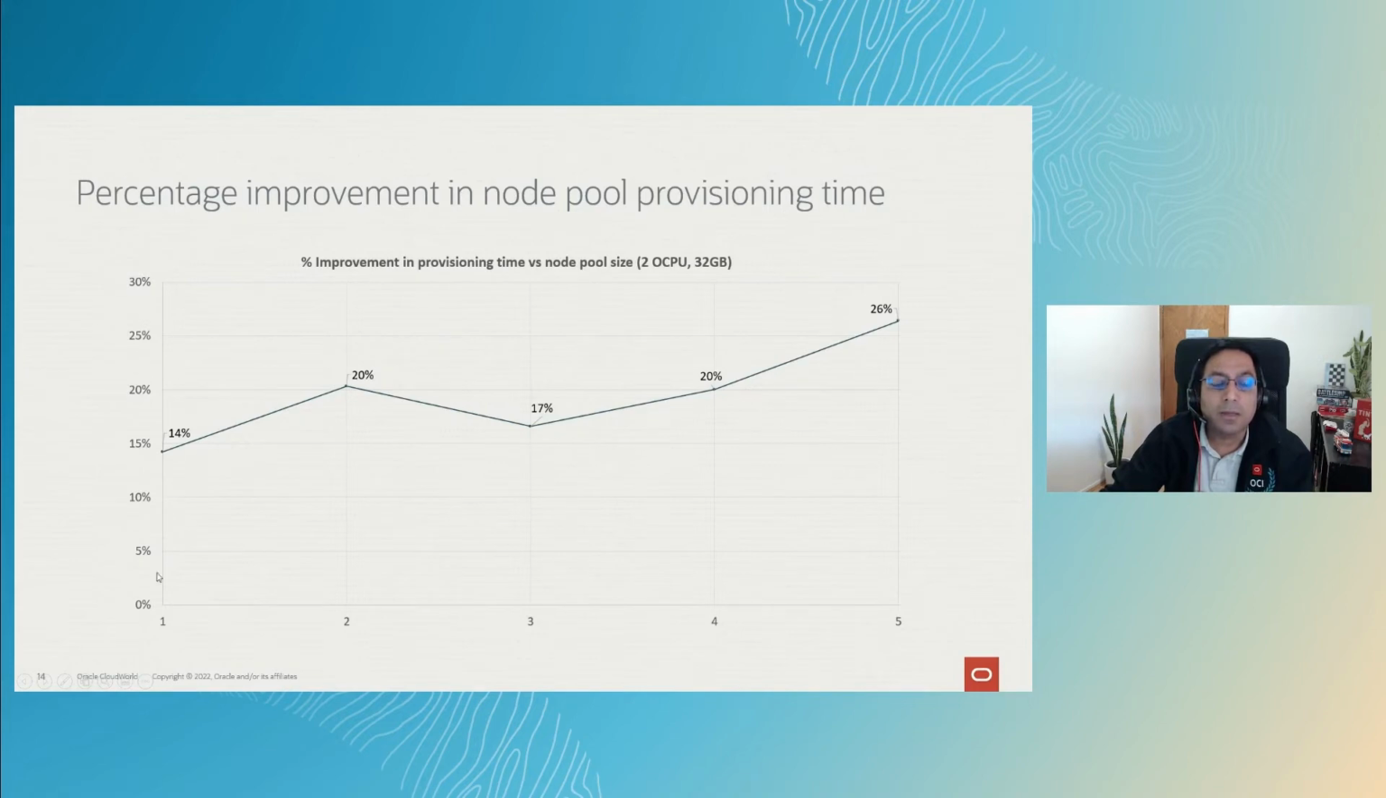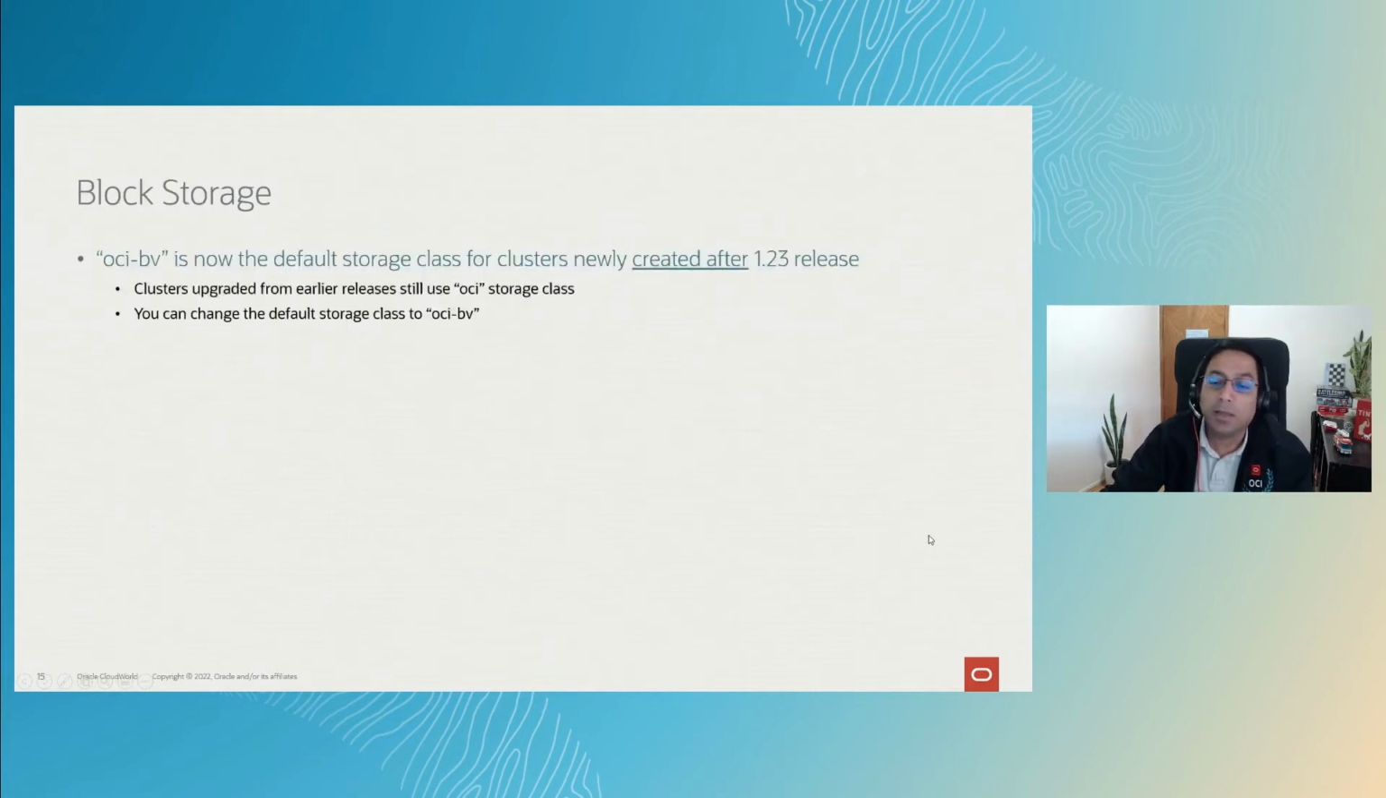And the graph on the left shows you the percentage improvement. On the x-axis is the size of your node pool, and we keep the CPU and the memory constant in all of them. So it's pretty significant. You can use the OKE image to your advantage, especially if you need to scale out during peak time.